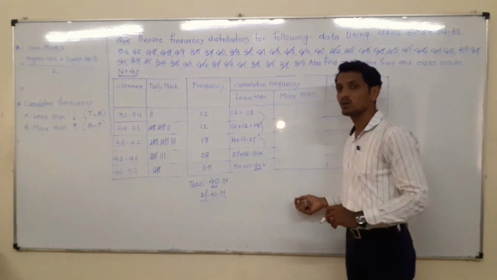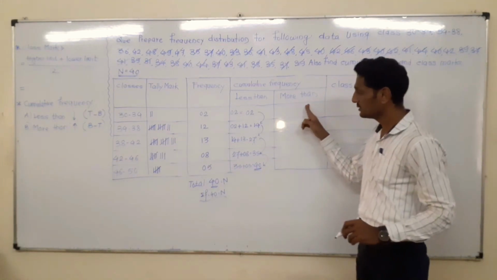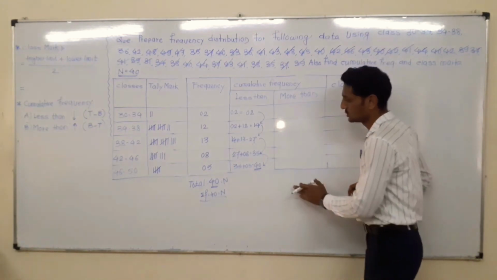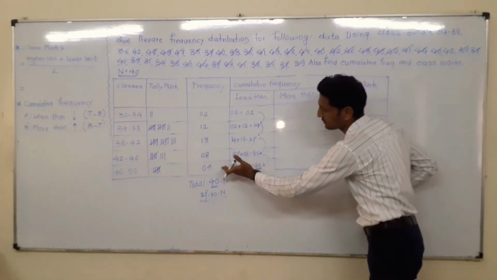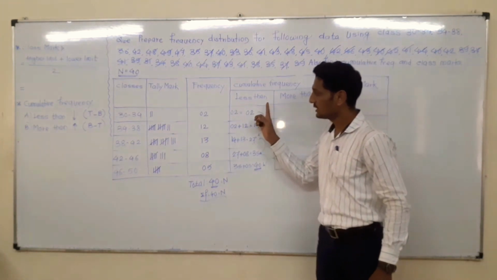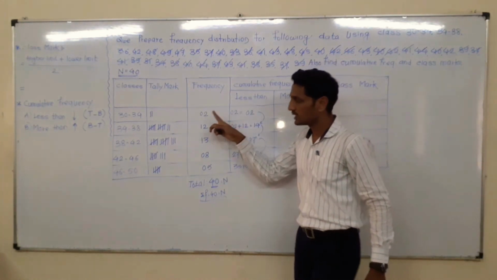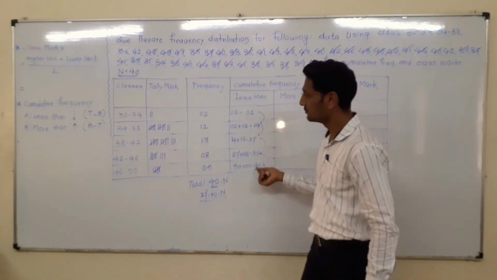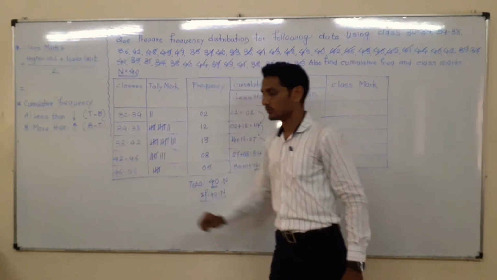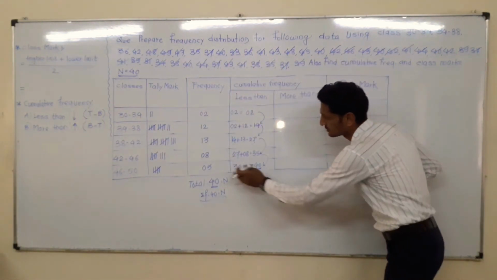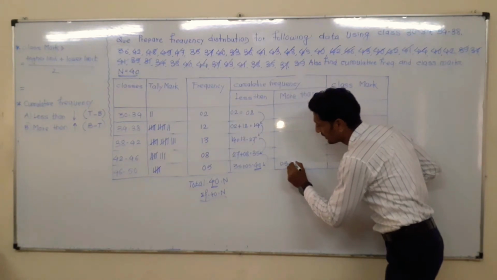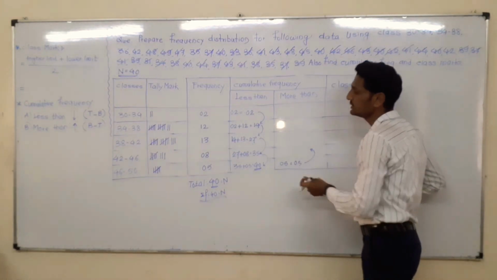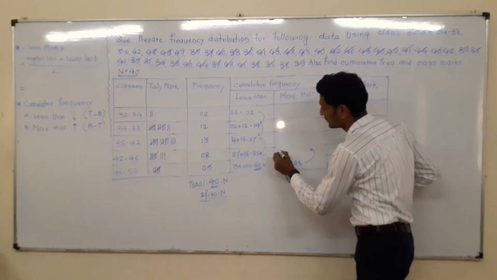Now we are going to learn how to find the more than cumulative frequency. The figures will remain same, but the method is going to change. So we will start from the bottom. Like in the less than, I started from the top, that is top to bottom. For the more than, I am going to add the numbers from bottom to top. Okay, now look, this is 5, so 5 remains same is equal to 5.